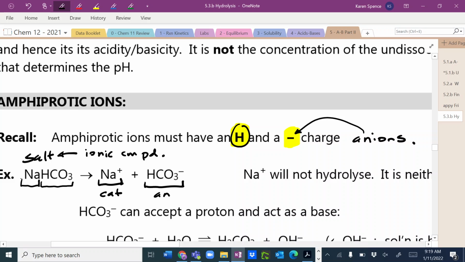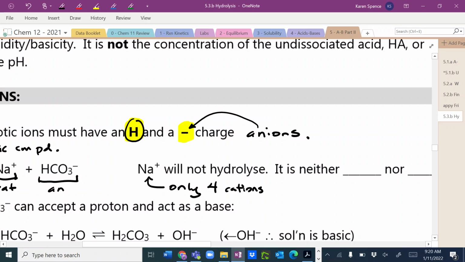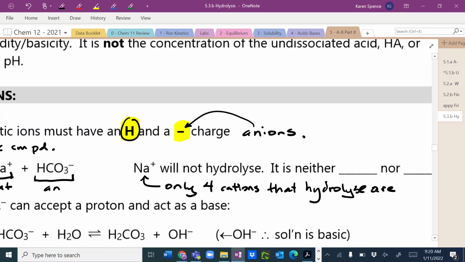Now, we know that sodium will not hydrolyze. How do we know that? Do you remember? The only four cations that hydrolyze are, do you remember the four?